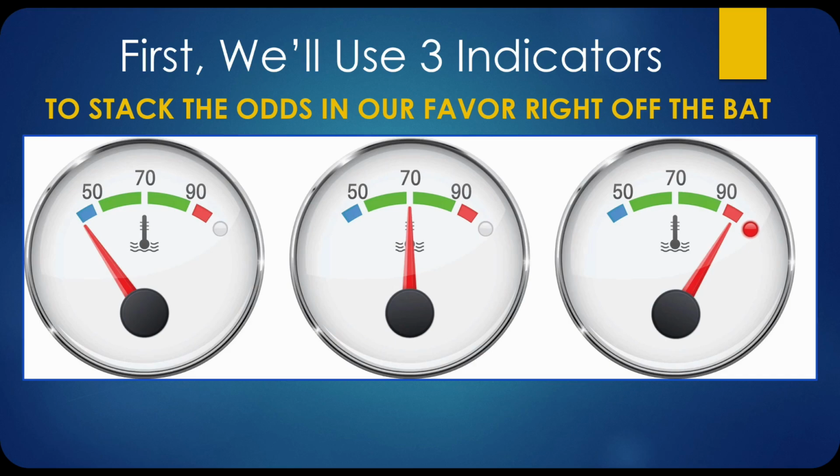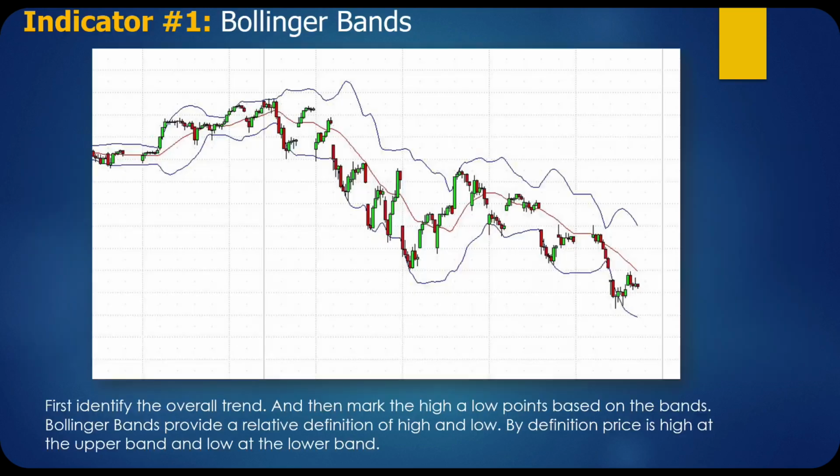First, we'll use 3 indicators to stack the odds in our favor right off the bat. Now, our first indicator is Bollinger Bands. First, identify the overall trend, and then mark the high and low points based on the bands. Bollinger Bands provide a relative definition of high and low, not an exact, not a perfect definition, but relative to what the stock has been. By definition, price is high at the upper band and low at the lower band.